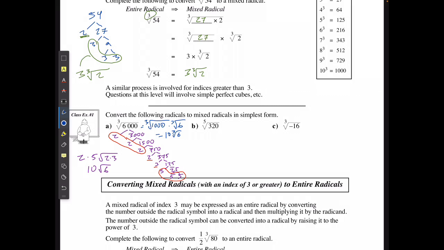If I am taking the 5th root of 320, then I'm going to do the same process, and I have 2 and 160, 2 and 80, 2 and 40, 2 and 20, 2 and 10, and 2 and 5. And I can see that here I have 1, 2, 3, 4, 5 2's. So to take the 5th root of that, I can move one of those 2's outside. And then I'm still left with a 2 and a 5 on the inside. So I have 2 and the 5th root of 2 times 5, or 2 and the 5th root of 10.